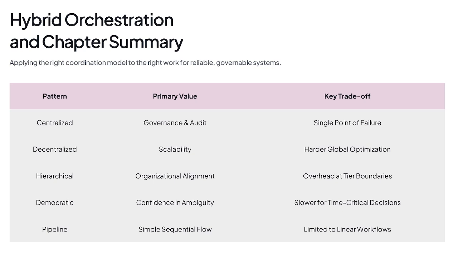And then hierarchical, the primary value is that it's aligned with the organization. We just discussed that, and then we have democratic. So confidence in ambiguity, that is the primary value. So you don't have ambiguous assignment of tasks to a particular agent.